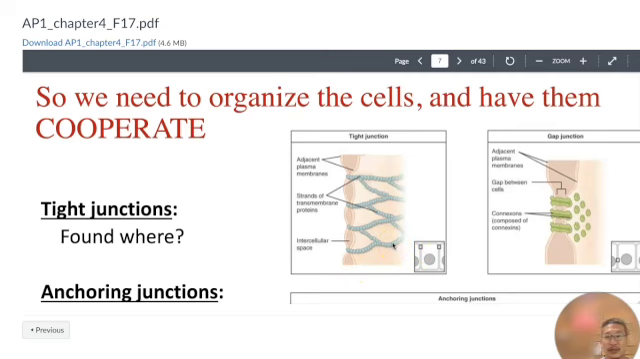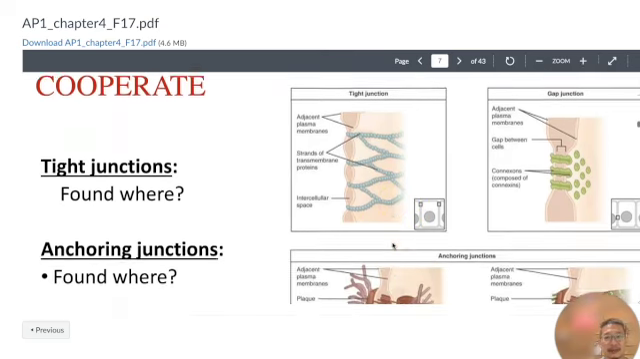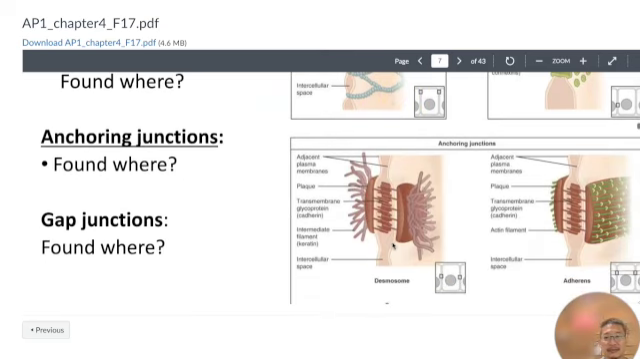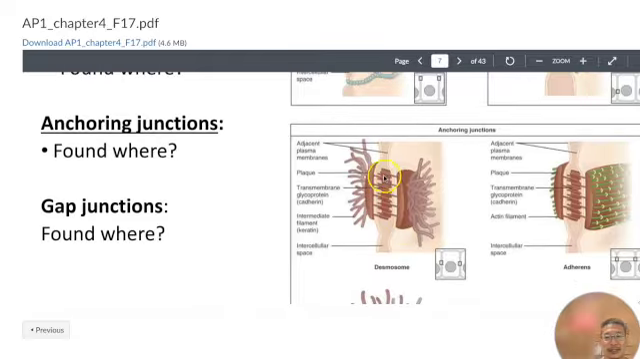Okay, anchoring cells. Right here, you can see that they are anchors. Okay, it stabilizes epithelial tissues, lateral and base of the cells, strong and flexible at the same time. It's got desmosomes, which hold the cells together.